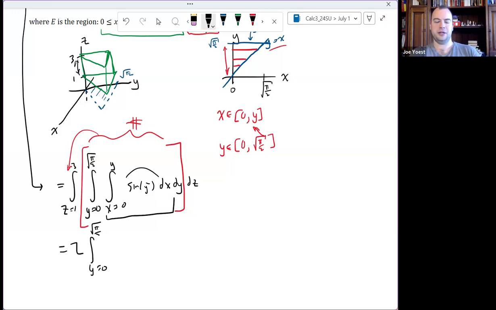Now I want to integrate x equals 0 to y of sine of y squared dx, but sine of y squared is just a constant. You can either think of it coming out of this integral, or you can think of just getting constant times x evaluated from x equals 0 to y. But the integral from x equals 0 to y of dx is just y. We still have a dy. We got rid of our dz. We took care of the z integral in this 2 out here.